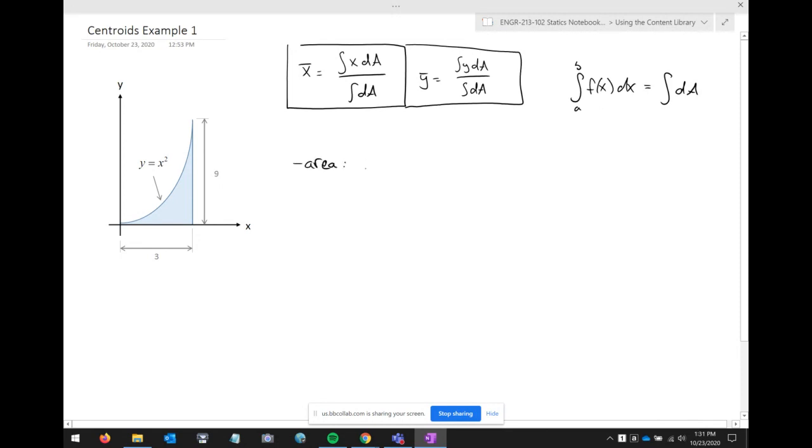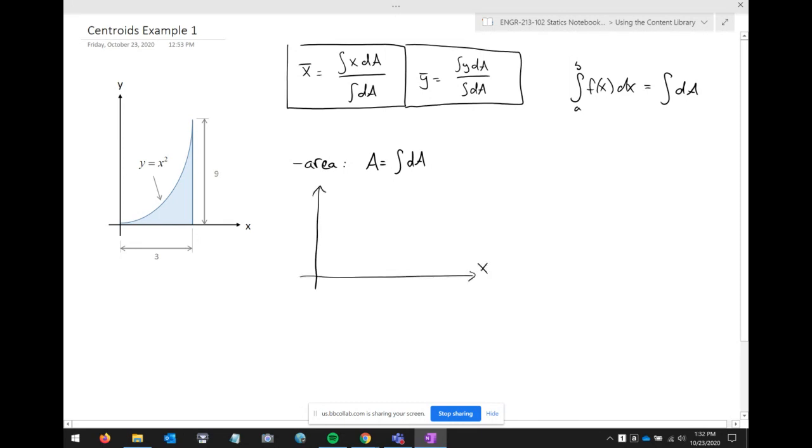Okay, and so the area would be defined as the integral of dA. In other words, if I sum up all those little dA elements, just like I'm summing up all those little delta A elements, that would give me the area of the function. Now I'm going to sort of belabor this explanation. You could probably work this one out.